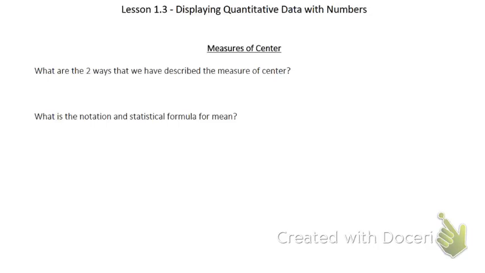All right, 1.3. We are going to continue our discussion of displaying quantitative data, and we're going to talk about how to do that with a lot of different numbers, a lot of different ways that you can display and summarize quantitative data with numbers. So we're going to talk about measures of center. What does SOC stand for? Very good. And center. When we talked about center, what two values did I say you could use? Mean and median. You got it. All right. Cool. Mean and median.